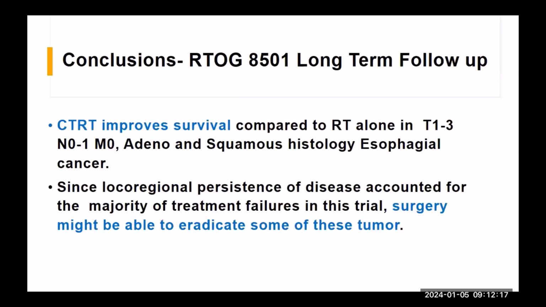So the RTOG 8501 final analysis concluded that CTRT improved survival compared to RT alone in T1 to T3, N0, N1, M0 adeno and squamous histology esophageal cancer. Since local regional persistence of disease accounted for the majority of treatment failure in this trial, surgery might be able to eradicate some of this tumor.